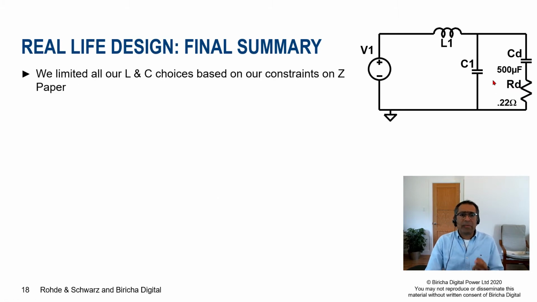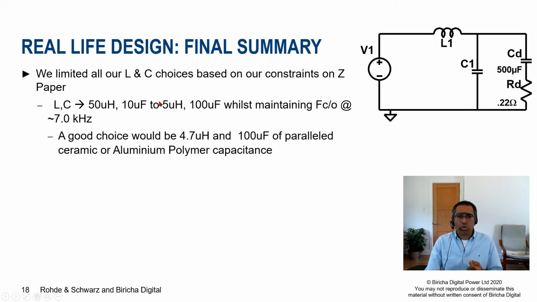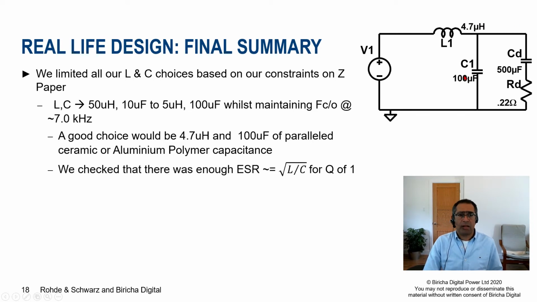And we limited the L and C choices based on our constraint on the impedance paper. And we had this range here, okay? Now, a good choice, therefore, would be around 4.7 microhenries and 100 microfarads of parallel ceramic or aluminium polymer capacitors in order to meet all my criteria. So there we go. I've got 4.7 there, about 100 there.